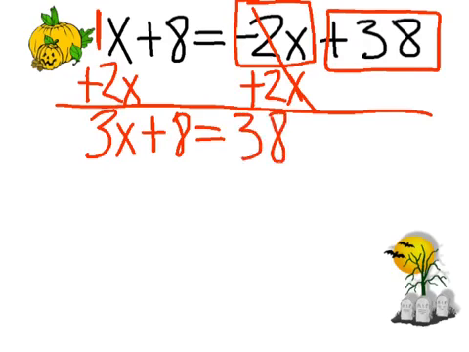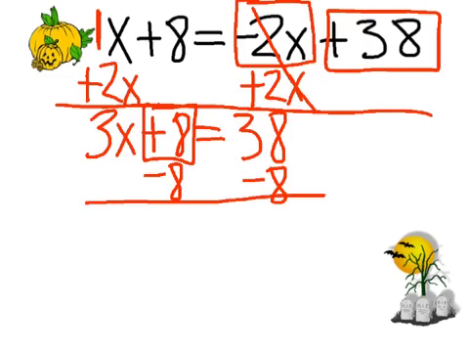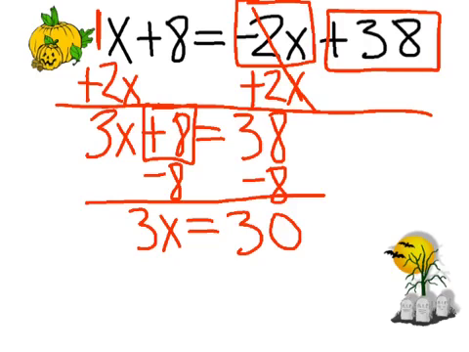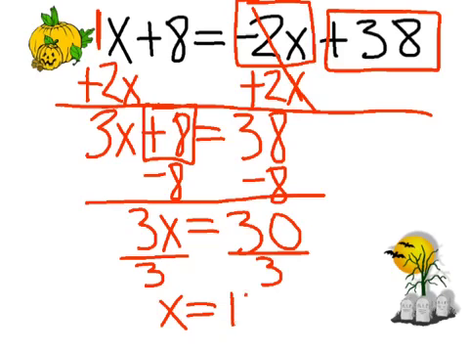Next, we want to move our number to the right side. Remember, we want our x by itself. So it's a positive 8, which means we subtract 8 from both sides. On the left side, we have 3x. And on the right side, we have 30. Next, we divide by our coefficient, which is 3. And we divide 30 by 3, then it's going to give us 10.